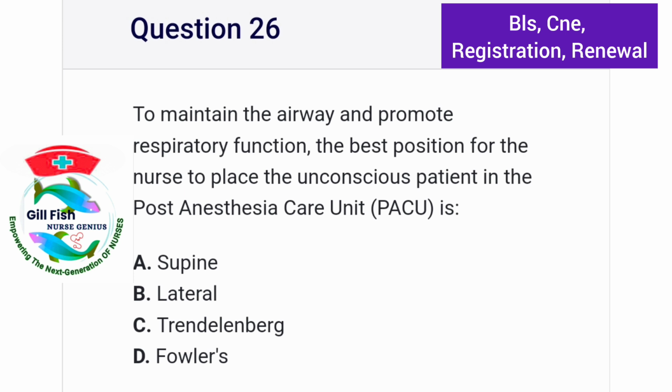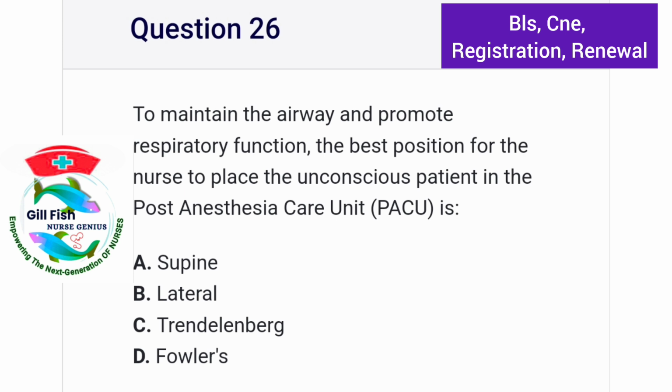The patient is unconscious. Another patient has undergone surgery also. That is the post anesthetic care unit where she was. So that means we have to maintain the airway and respiratory functions also. So what do you have to do? Actually, after surgery, what will be coming? Secretion from the mouth. So it will affect the breathing.